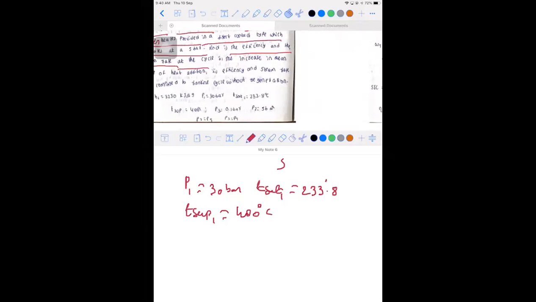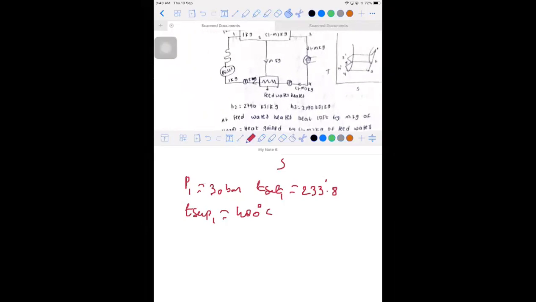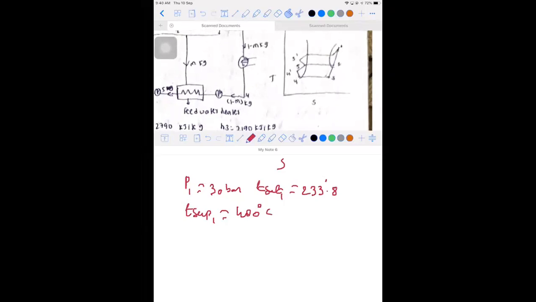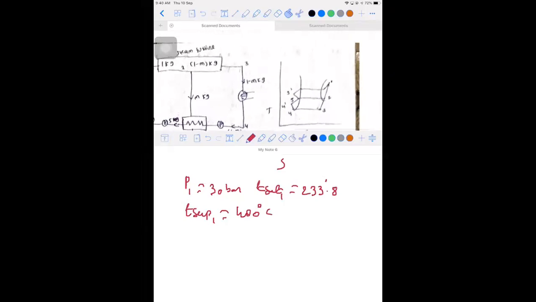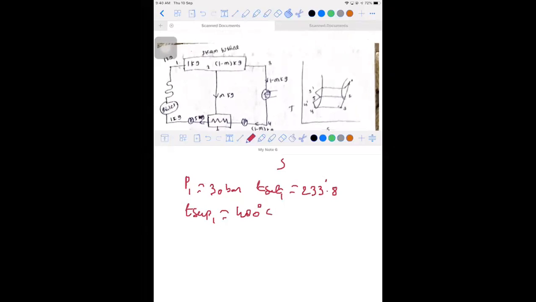Now the next one is P2. P2 is the pressure at which steam is taken out to heat the feed water. What is the pressure? 5 bar. You should be aware that P2 is equal to P5.